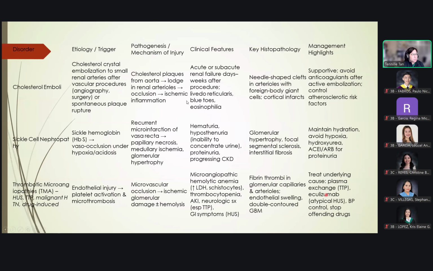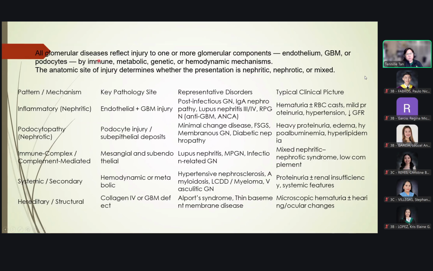So in summary, all glomerular diseases reflect injury to one or more of the glomerular components, either the endothelium, the GBM, or the podocytes, by either immune, metabolic, genetic, or hemodynamic mechanisms. So again, the anatomic site of injury determines whether the presentation is nephritic, nephrotic, or mixed. So you'll see as a summary here the different patterns or mechanisms: inflammatory, podocytopathy, immune complex or complement mediated, systemic or secondary, or hereditary structural.